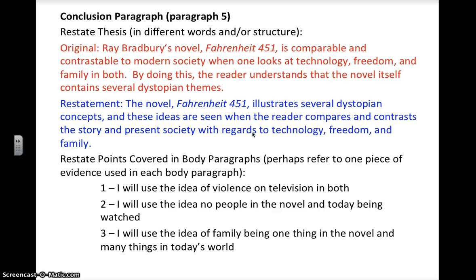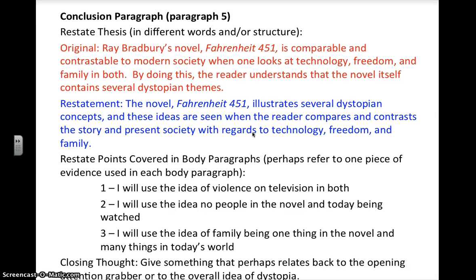And then finally, give something that perhaps relates back to the opening attention grabber as your closing thought. You want to end with a thought that keeps me thinking, so maybe you talk about dystopia, or you relate back to that opening attention grabber that you had in your opening paragraph. But something that gets me thinking, keeps me thinking, and makes me still an active participant in your paper as I finish it and as I think about it once you're done.